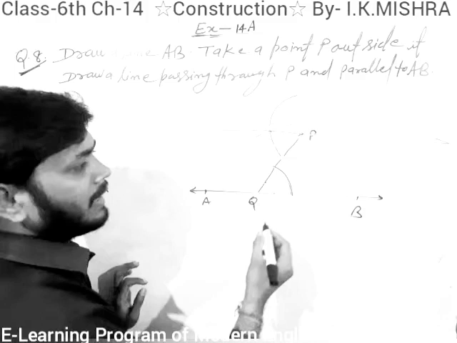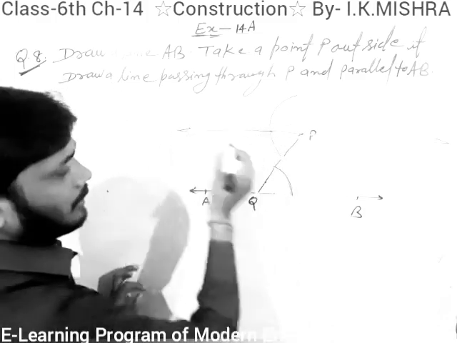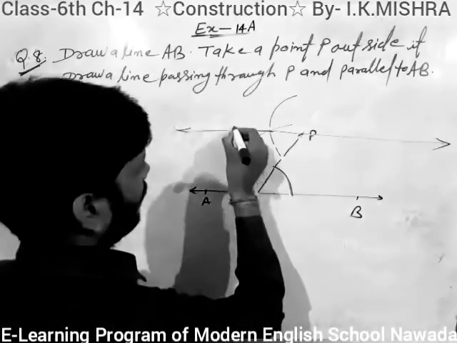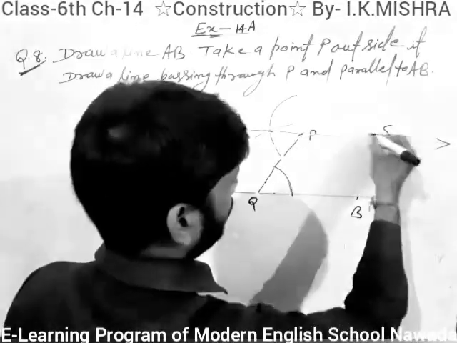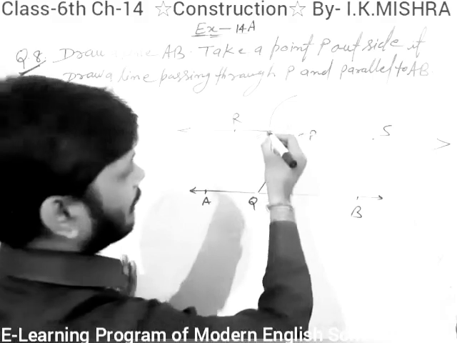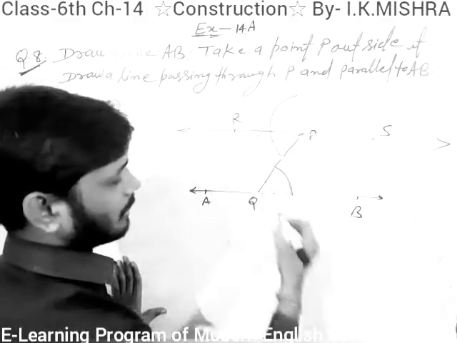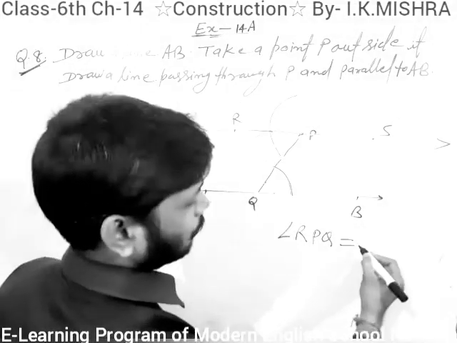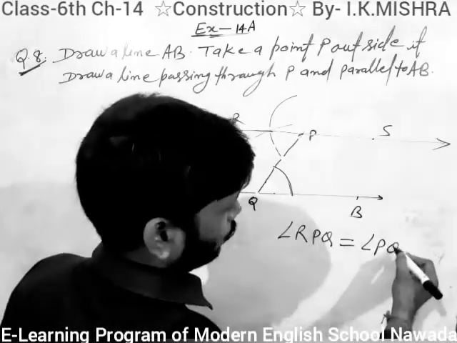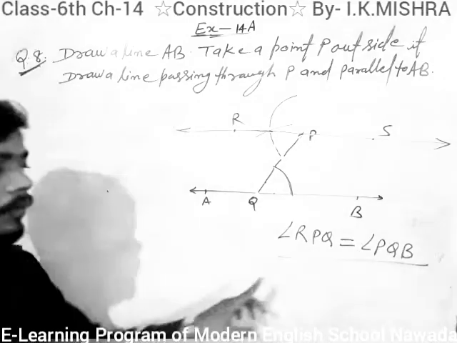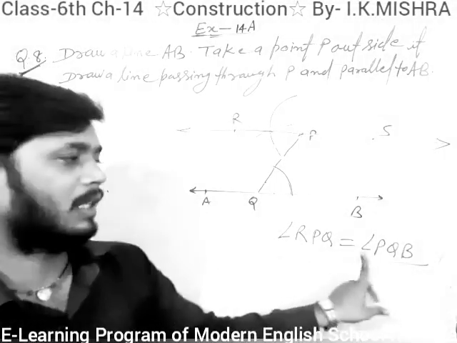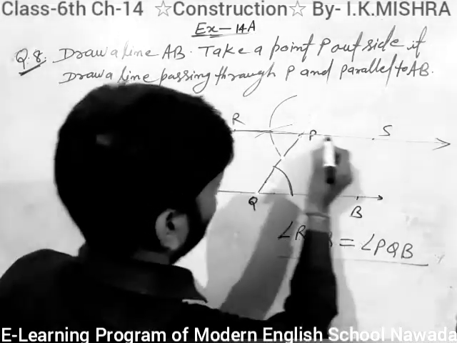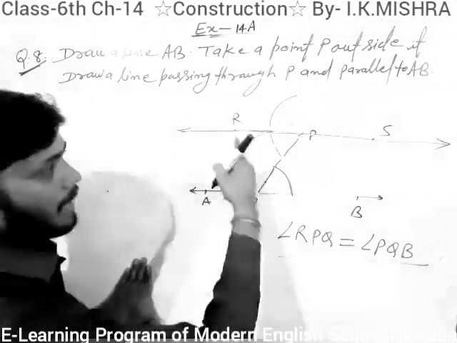Here this line is drawn, here P, here R and here S. Friends, here you construct angle RPQ equal to angle PQB. Students, when you draw RPQ equal to PQB, then join the line here. This is RS.